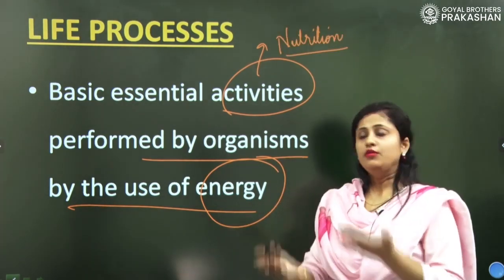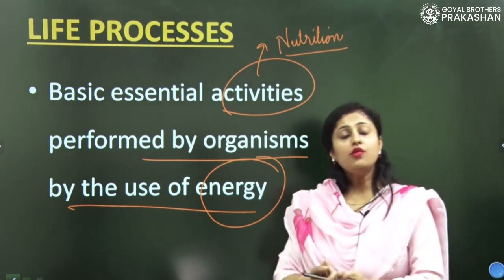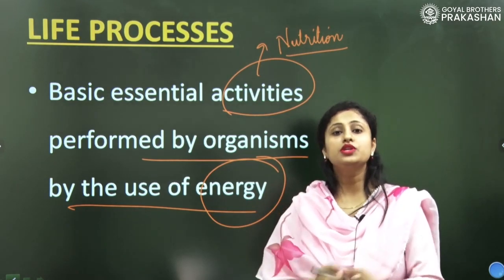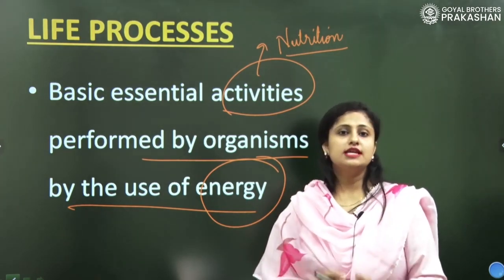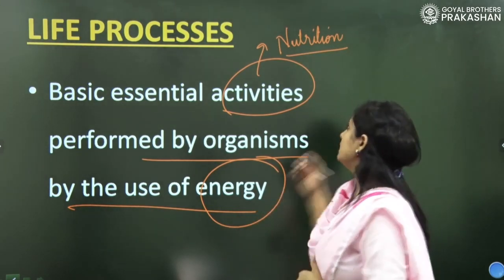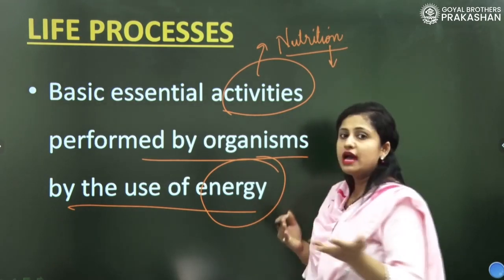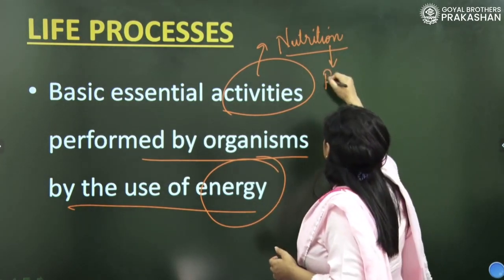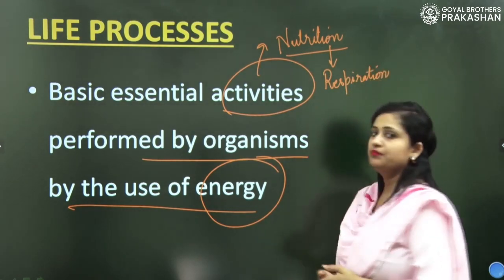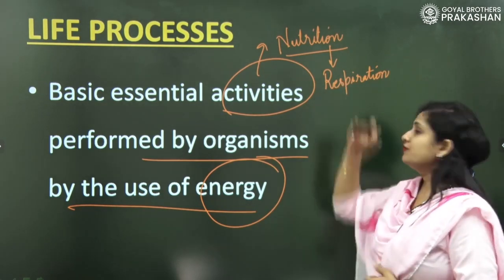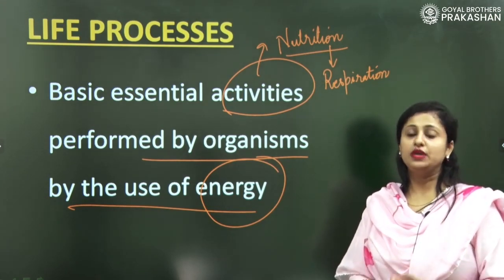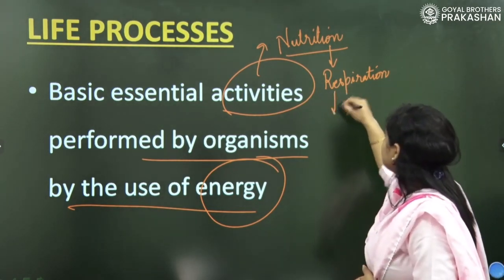For example, when we consume food, what happens next? Our food gets oxidized in the presence of oxygen which we inhale. This process occurs in our cell, so it is a cellular process. What comes next? After nutrition, what happens? Respiration. And as a result of respiration, we get energy because our food gets oxidized or burned in the presence of oxygen which we inhale. Next, what comes after respiration?